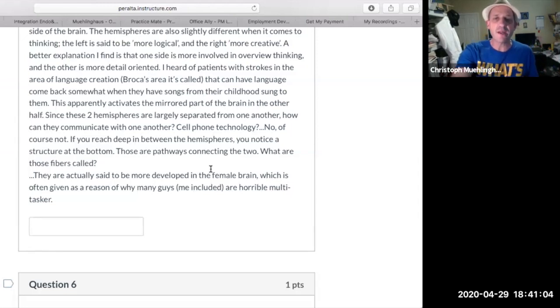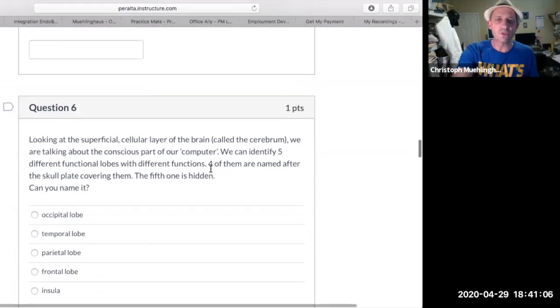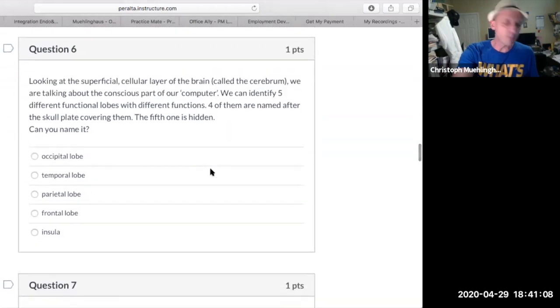And this apparently is the one that men don't have as much as women, and that's why men can multitask and blah, blah, blah. But who knows if that's true. I still think we're just lazy.